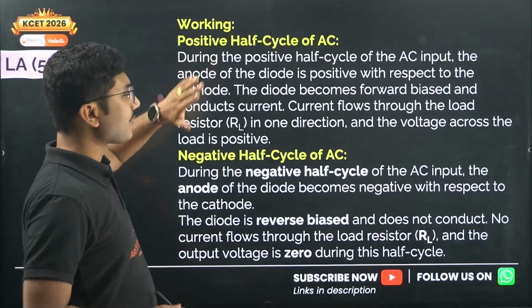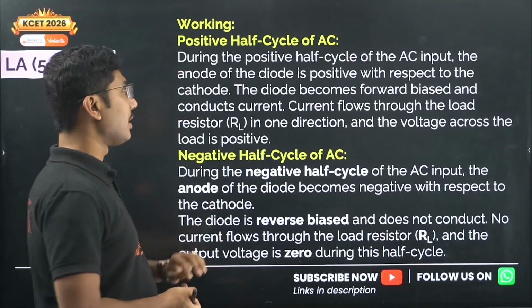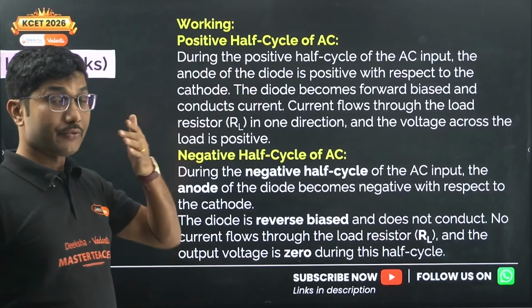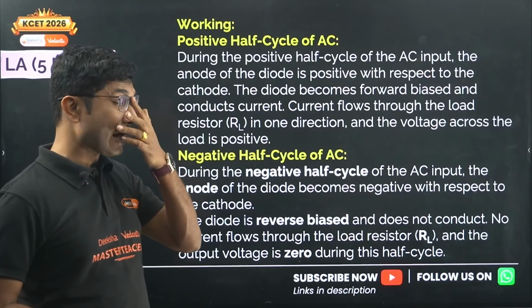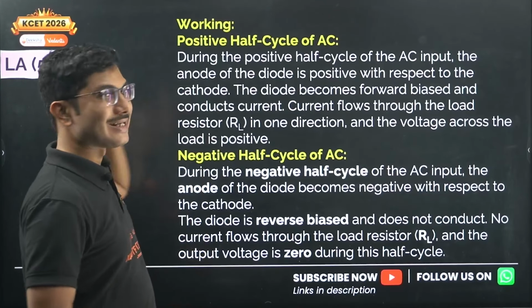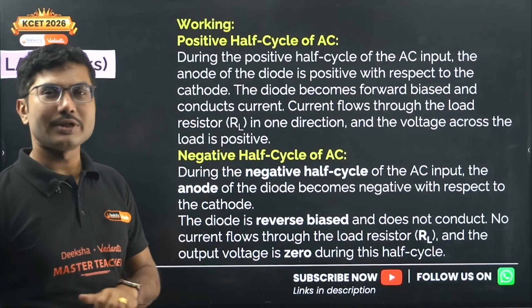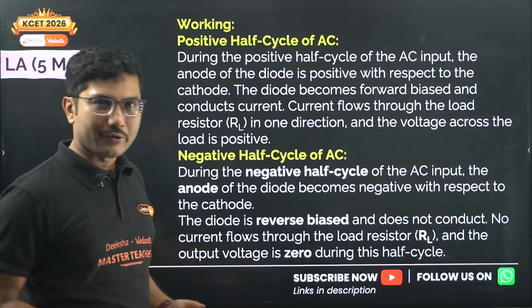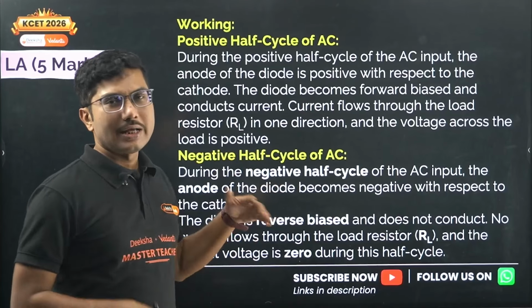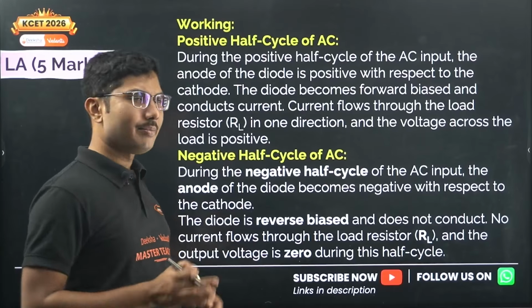Okay, so positive half cycle, negative half cycle, both you have to mention. If you are confused with anode and cathode, you can use P and N. P side is connected to positive, N side to negative, the diode conducts. In the other case, N side is connected with positive, P side is connected with negative, the diode does not conduct. So that is also fine. Instead of anode and cathode, you can mention P type, N type.